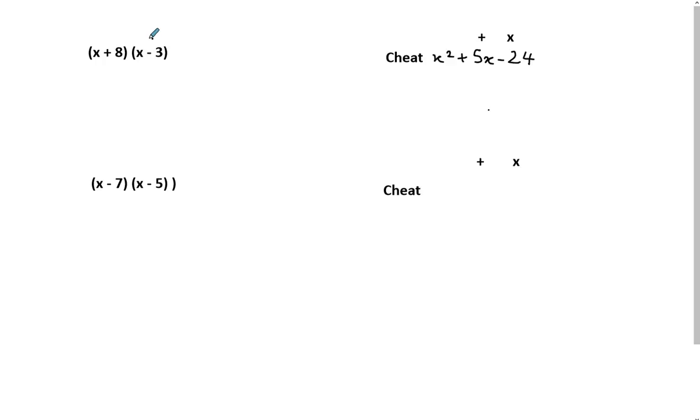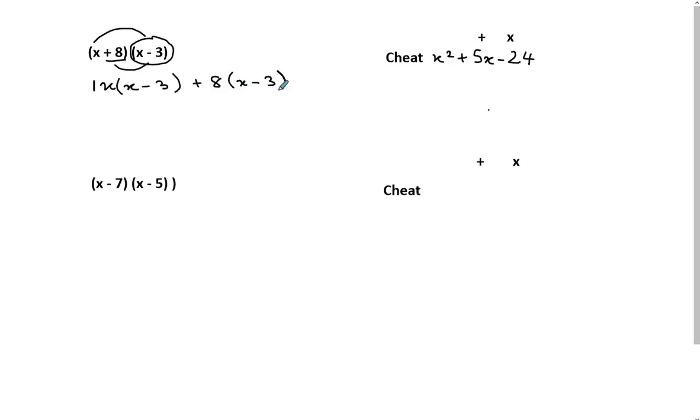With the x minus 3, pretend it's a number, which it is. So we're going to multiply the x times the x minus 3, and then go plus 8 times the x minus 3. So let's try that. So you've got x times x minus 3 plus 8 times x minus 3.